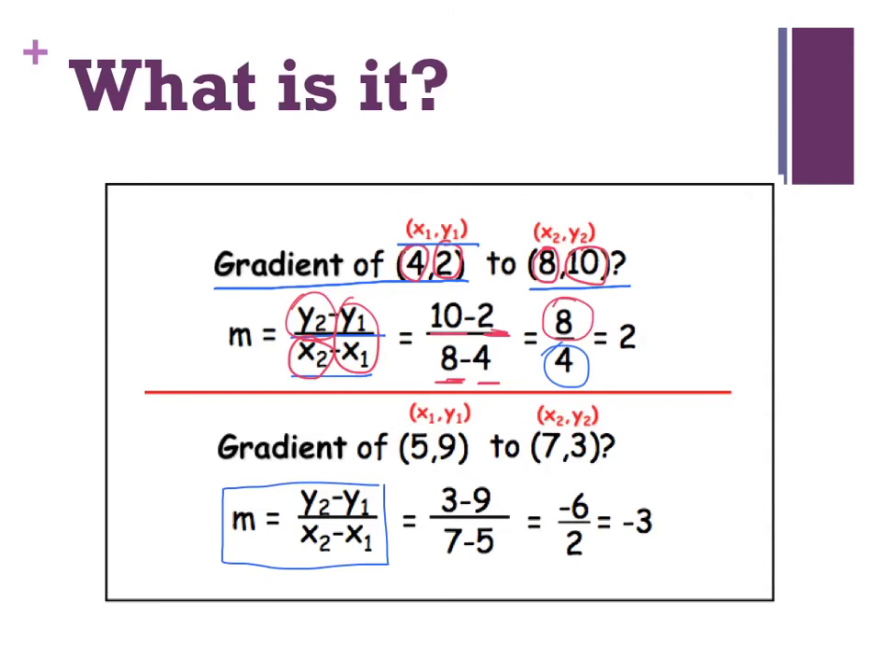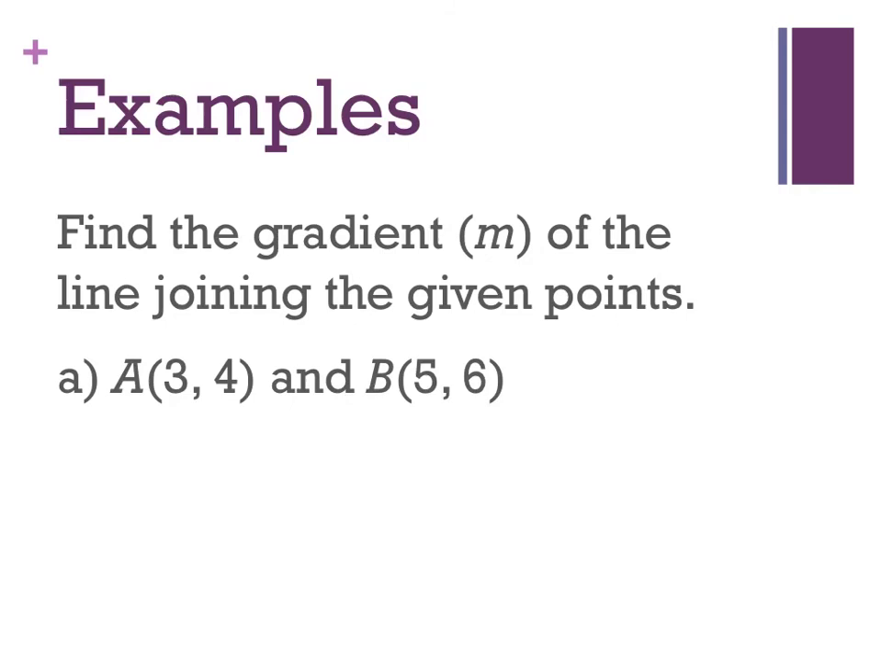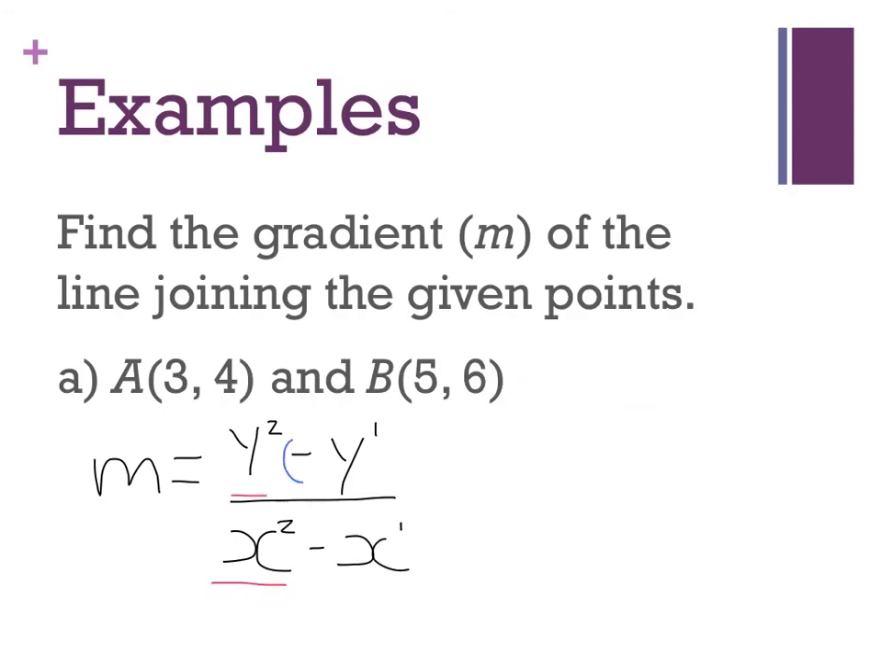So it's this idea that if I'm asked from 2 points, I can use this formula without having to draw a graph. So let's have a look. It says find the gradient of a line joining the given points. Now, I said originally that my gradient equals my second y minus my first y, over my second x minus my first x. So where it ends up, subtract where it started from.